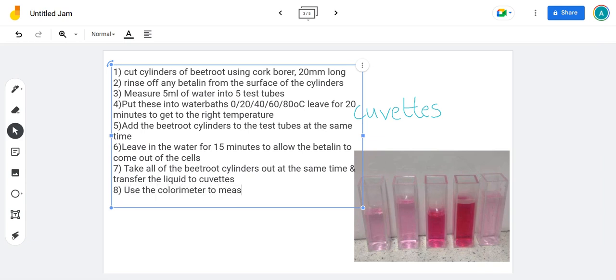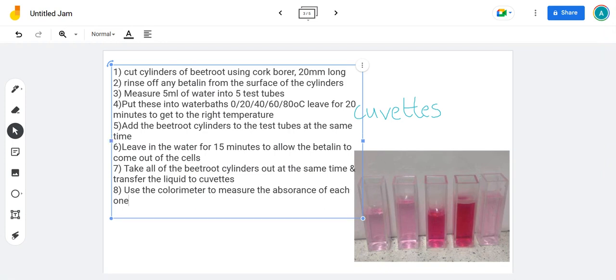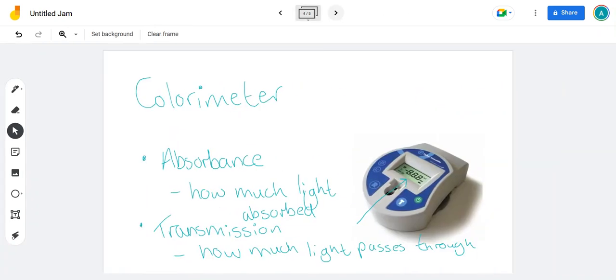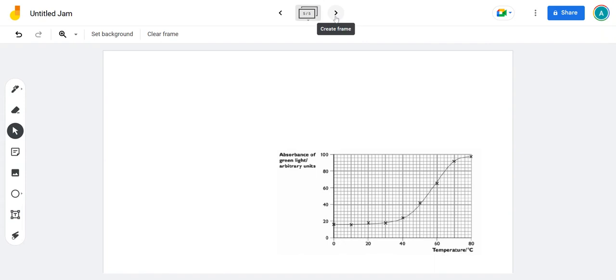Okay, then you use your colorimeter to measure. We said we were going to do absorbance, didn't we? The absorbance of each one, and then you plot the graph. So you put it in the colorimeter, you get your readings, and you draw your graph, and your graph is going to look like this. Okay, so at some temperatures you've got a really low absorbance, at other temperatures you've got a higher absorbance, and it should draw a curve like this.